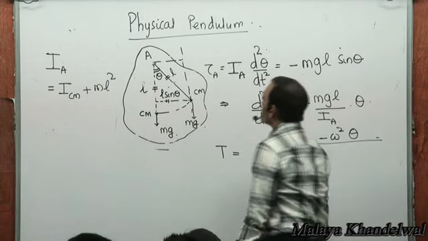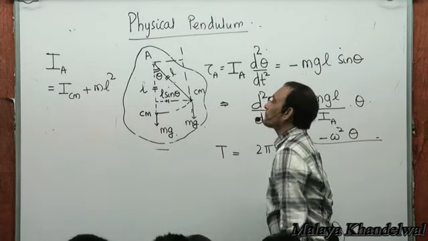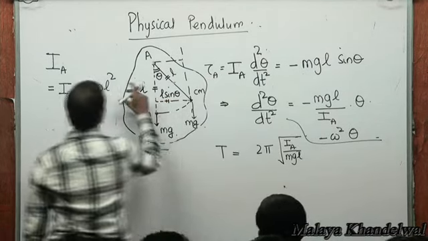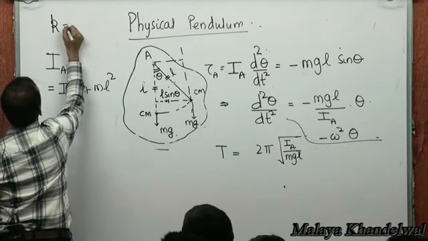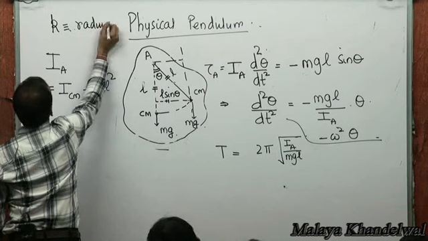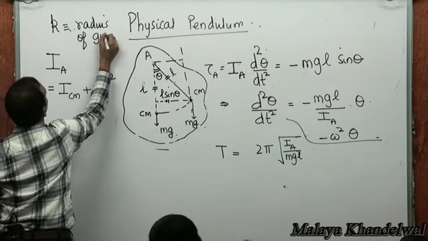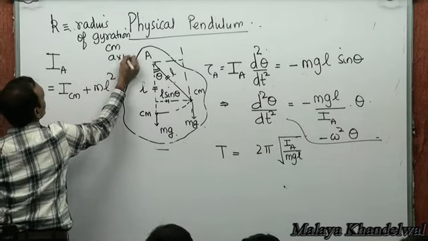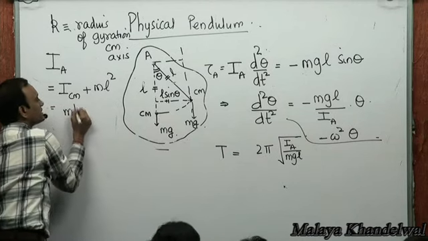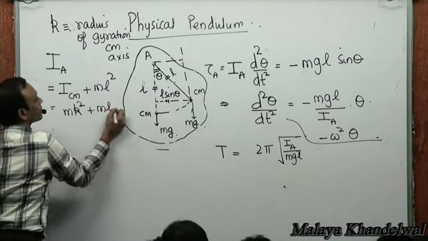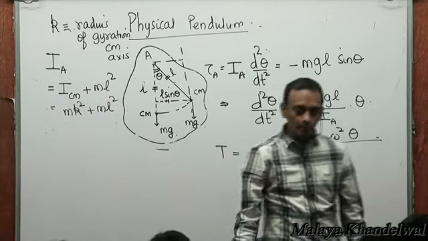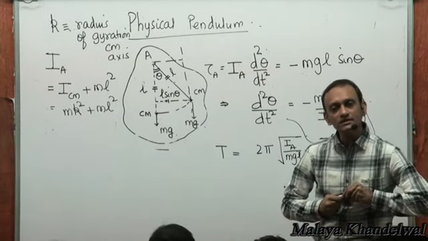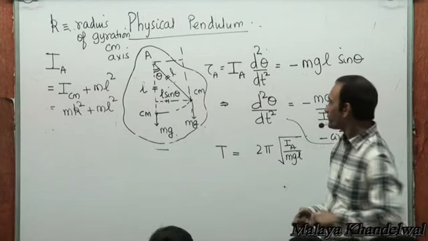Now, if K is the radius of gyration about an axis passing through the center of mass, then do you realize I_CM can be written as MK squared? K is the radius of gyration about an axis passing through the center of mass and perpendicular to the plane of the lamina, right?